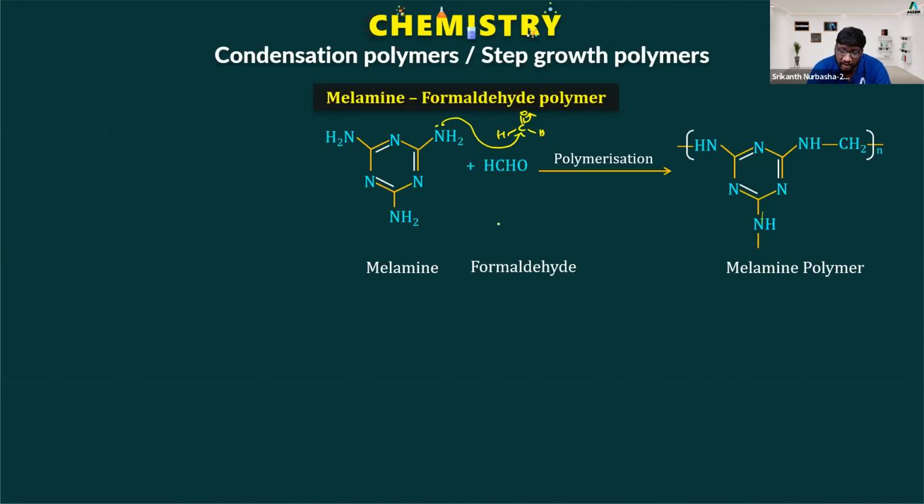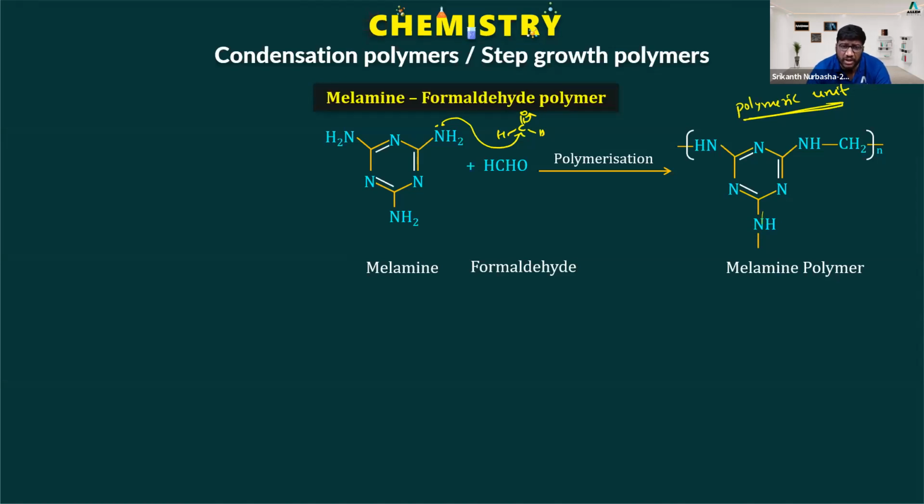Melamine plus formaldehyde: if you look at the linkages, you will have this type of polymeric unit repeated. This is the polymeric unit. That means this unit is going to be repeated many times, and this was the melamine polymer.